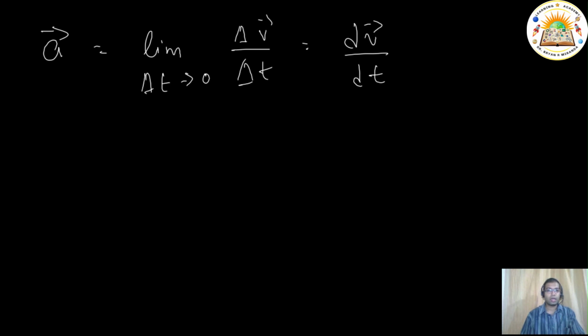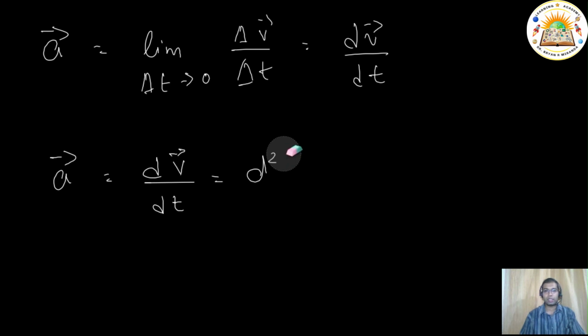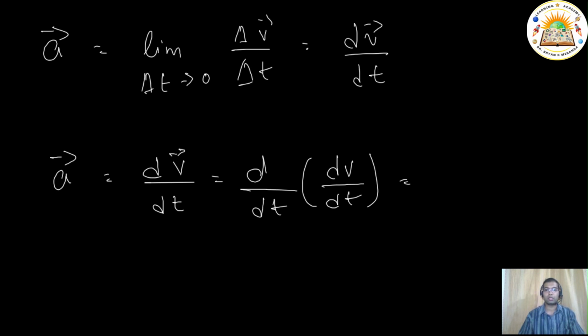Similarly, acceleration was found to be nothing but the limit as delta t tends to 0 of delta v by delta t, which was nothing but dv by dt. And acceleration, we found that we can write even in terms of displacement in the calculus form as dv by dt, or d by dt of ds by dt, which is nothing but d square s by dt square.